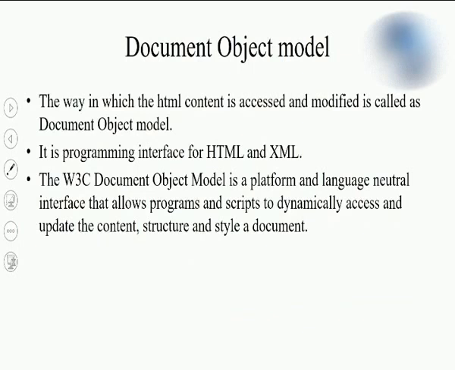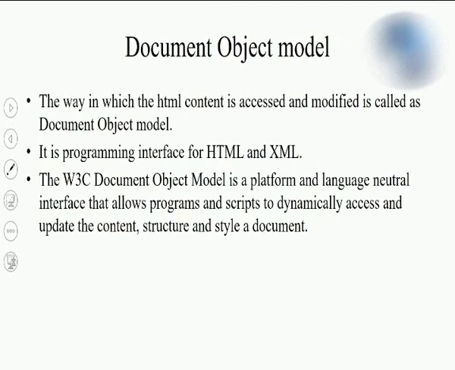Students, JavaScript contains the document object model. What is the document object model? The way in which the HTML content is accessed and modified is called the document object model. You will find the definition by W3C. W3C stands for World Wide Web Consortium. And here on the screen you may see the word XML also. XML stands for Extensible Markup Language. HTML, you already know, is Hypertext Markup Language. So DOM is a programming interface for HTML and XML. You need to remember this.